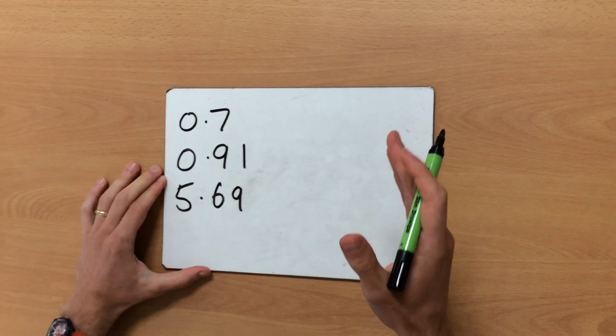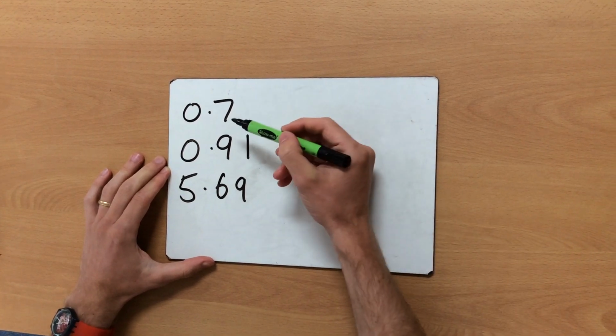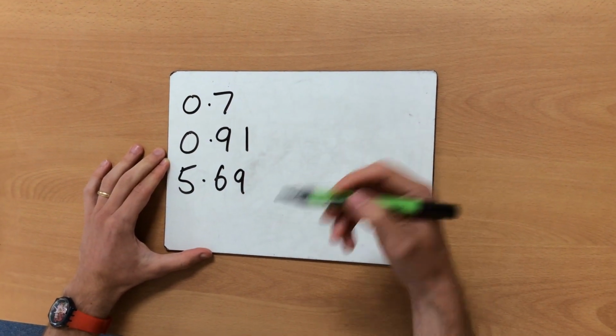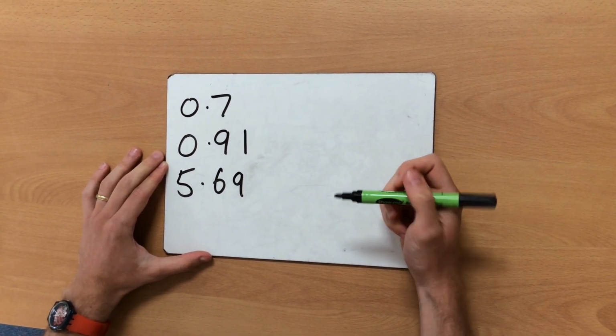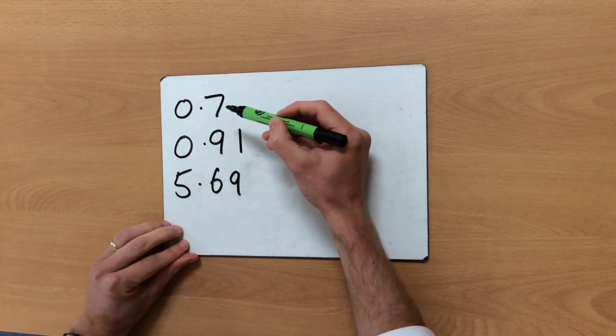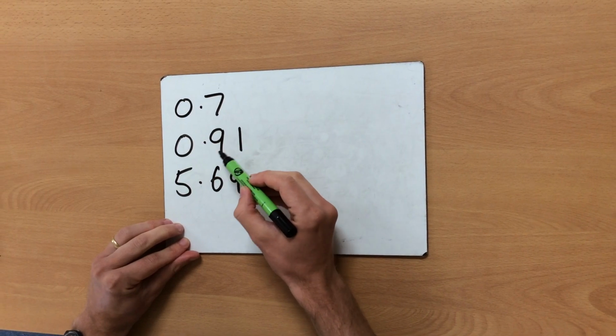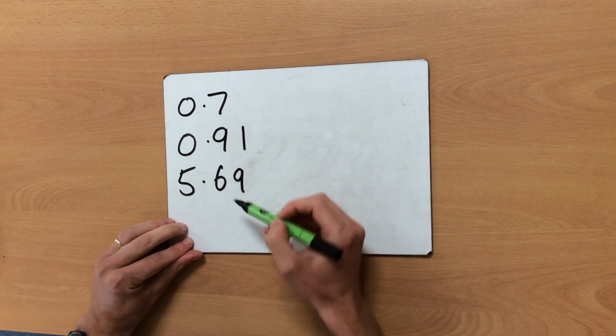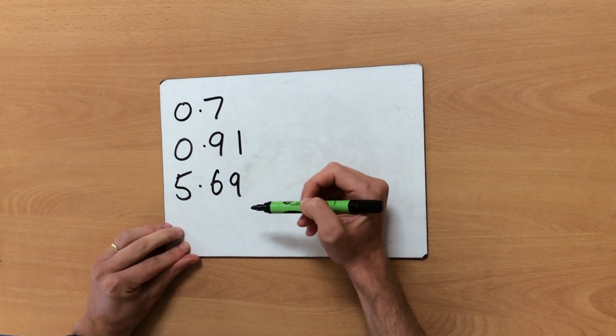Now for Maths today, you're going to be looking at converting decimals into fractions, and I'm going to give you a how-to guide on how to achieve that. The three decimals I'm going to be looking at today and modelling for you are 0.7, 0.91 and 5.69. So these are the three different decimals we're going to be working with.